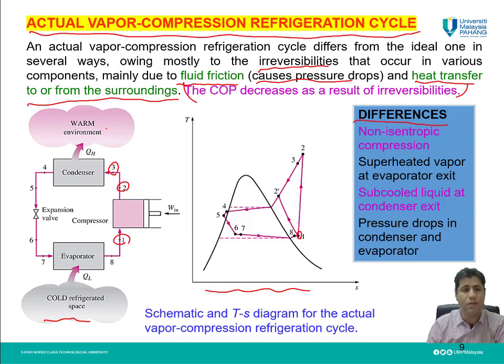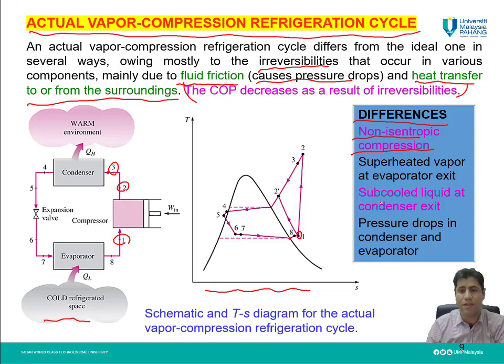The differences between the actual vapor compression refrigeration cycle and the ideal one are the non-isentropic compression, like what I showed you here, and also the superheated vapor at the evaporator exit. If you notice here, we have the evaporator. We assume in an ideal cycle it is a saturated gas, but here it is not saturated. It is a superheated gas in the evaporator. This is due to the heat transfer, actually.